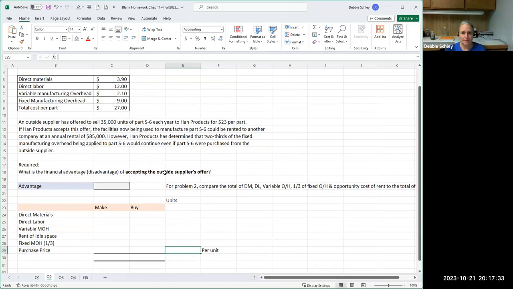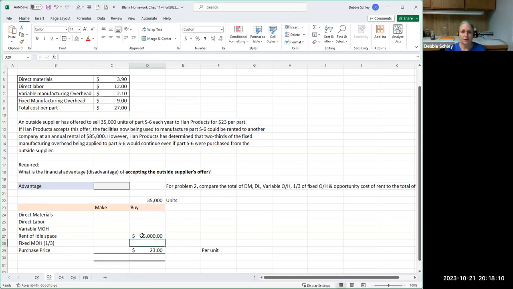Okay, so that is a buy, right? Purchase price. I'm going to put that right there so I don't lose it. $23. And I'm going to put my units right here, right? 35,000 units. Okay. If Han Products accepts this offer, the facilities now being used to manufacture part S6 could be rented to another company at an annual rental of $85,000. Okay. Rent of idle space, 85,000.